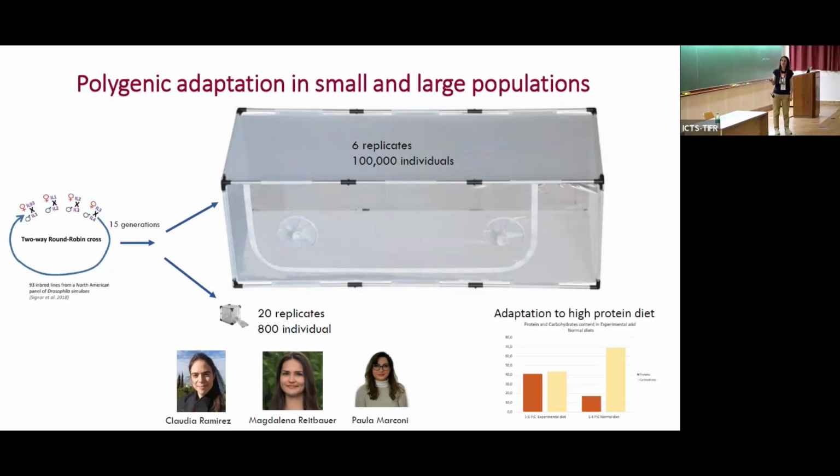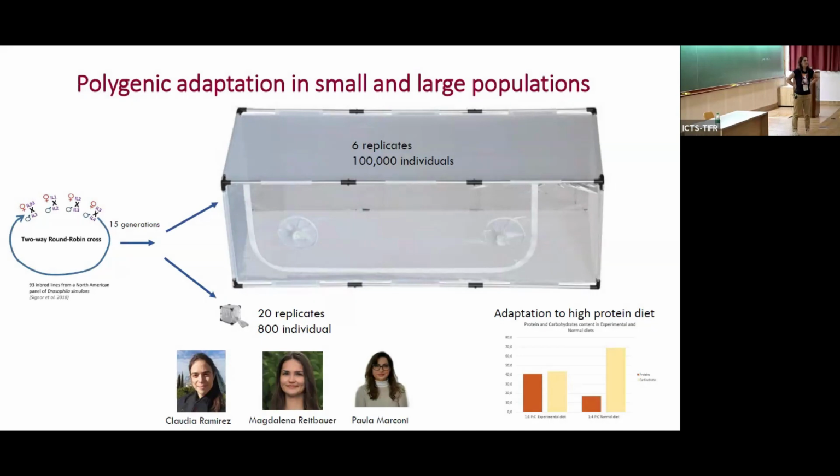Then we set up large and small populations. Our large populations are 6 replicates of around 100,000 each, and the small populations are around 20 replicates of around 800. For those who are not familiar with fly work, 100,000 is quite a large population size, because normally in evolutionary experiments we keep populations around 1,000 to 2,000 individuals. As a new selection environment, we expose them to a high protein diet. This new diet has, I think, twice as much protein, and the amount of carbohydrate is also less than in the ancestral diet.